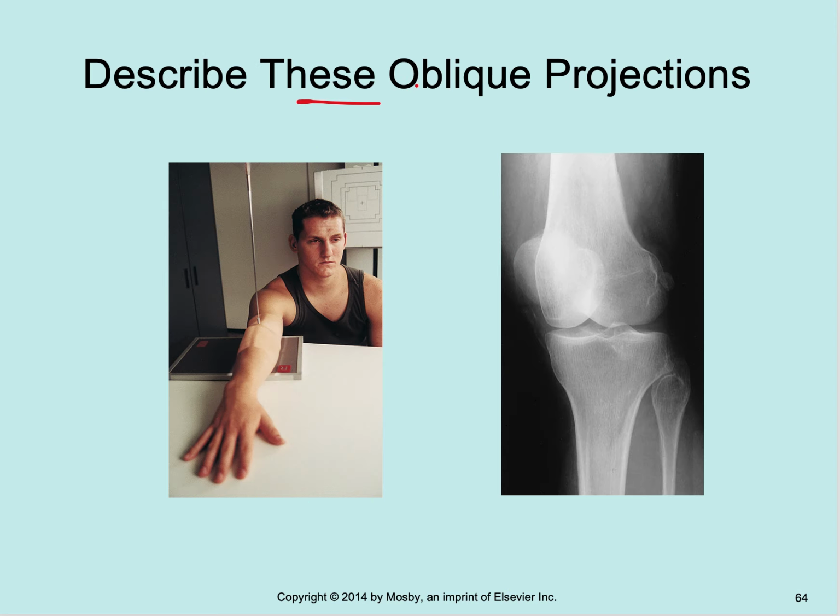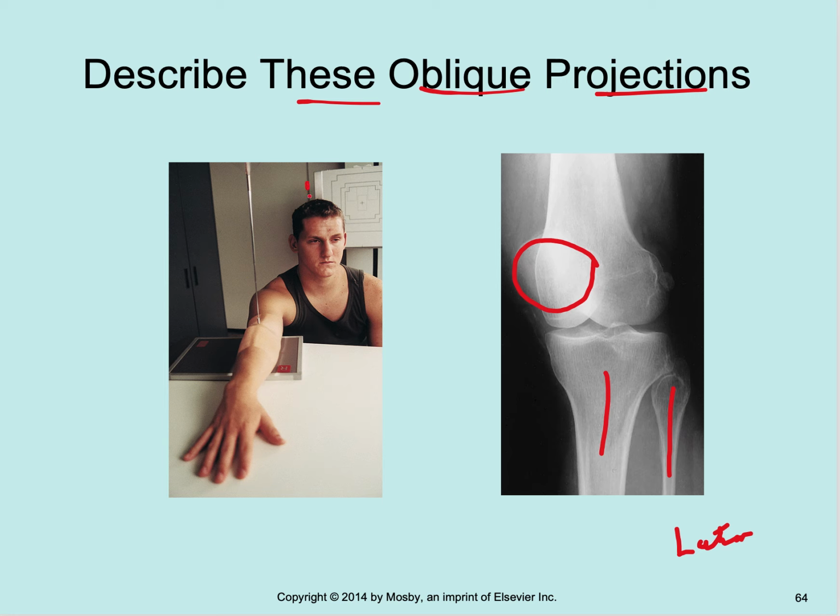Describe these oblique projections. So when you're looking at the x-ray here, what you're looking at is the patella. So which way is the patella moving? And then you have to know, where is my tibia? Where is my fibula? Is my fibula medial or is my fibula lateral? So lateral.